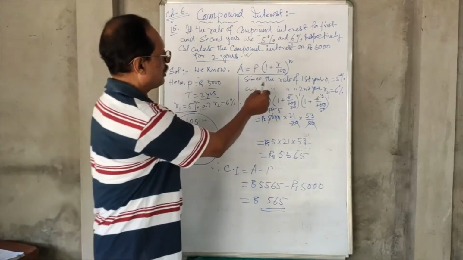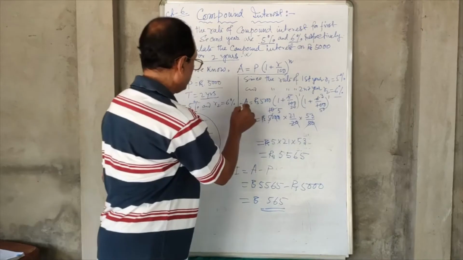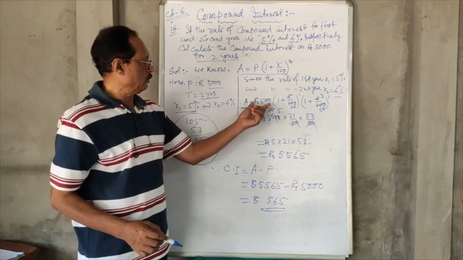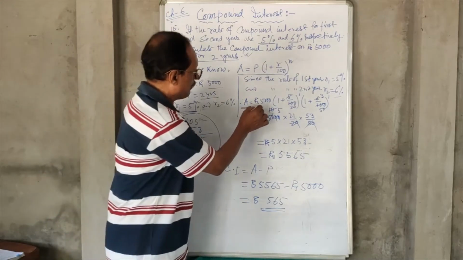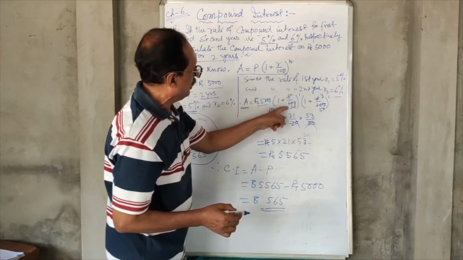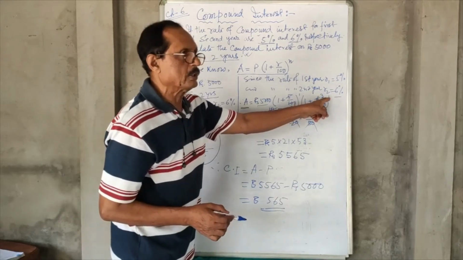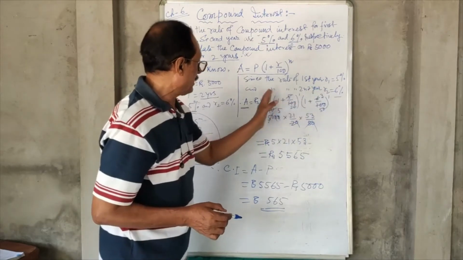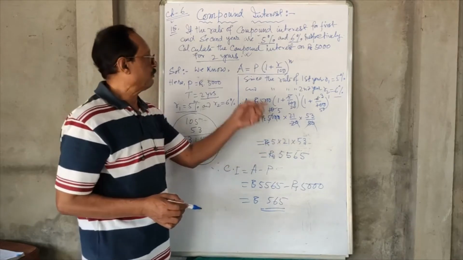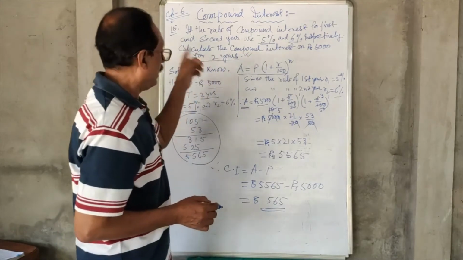So since the rate for the first year R1 is 5% and for the second year is 6%, the amount with compound interest will be calculated over the principal 5,000 rupees into 1 plus the first year's interest, R is equal to 5 by 100, to the power 1 for the first year, and 1 plus 6 by 100 to the power 1 for the second year. In this way we will be getting the total amount which will be incurred after 2 years on 5,000 rupees at different rates for different years.